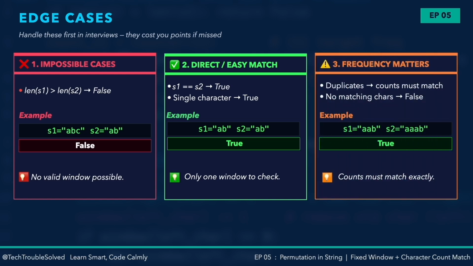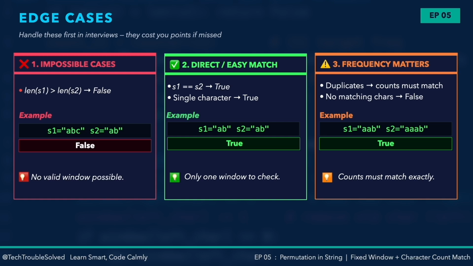Case 3, frequency matters. S1 is AAB, S2 is AAAB. Output is true. This is the one that catches people. If you are using a set, you check if A and B are both in the window. They are. You return true. But that's wrong for many inputs where frequency does not match. If you are using a counter, you check A with 2 count and B with 1 count. The window AAB has exactly that. We just verified this on LeetCode too.